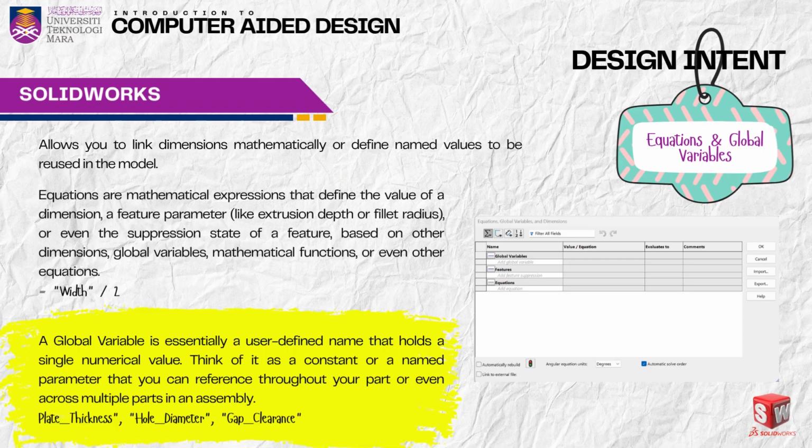Complementing equations are global variables. These are user-defined names that hold numerical values. Think of a global variable as a named constant or universal input that you can refer to multiple times across your model. For example, you might define variables such as plate thickness equals 5, hole diameter equals 10, or gap clearance equals 2. Once defined, these variables can be linked to multiple dimensions or equations throughout your part or even reused in related assemblies. When you update the global variable in one place, every related value across the model updates automatically, keeping everything consistent and saving a significant amount of time.